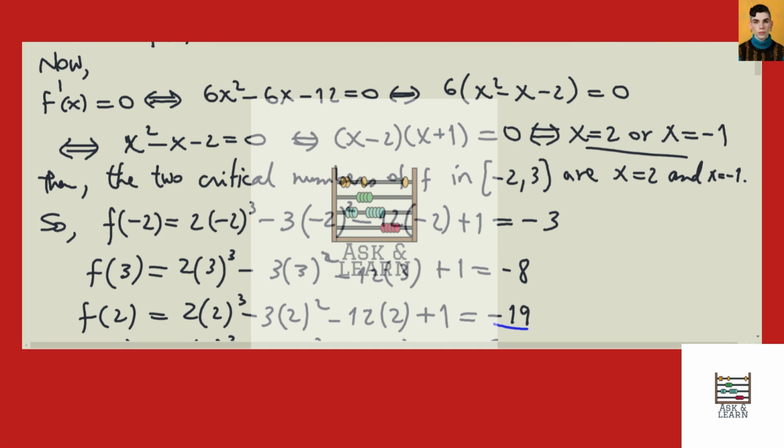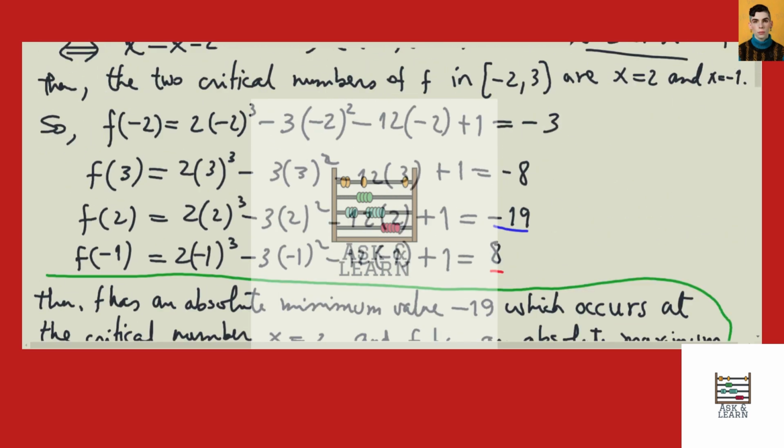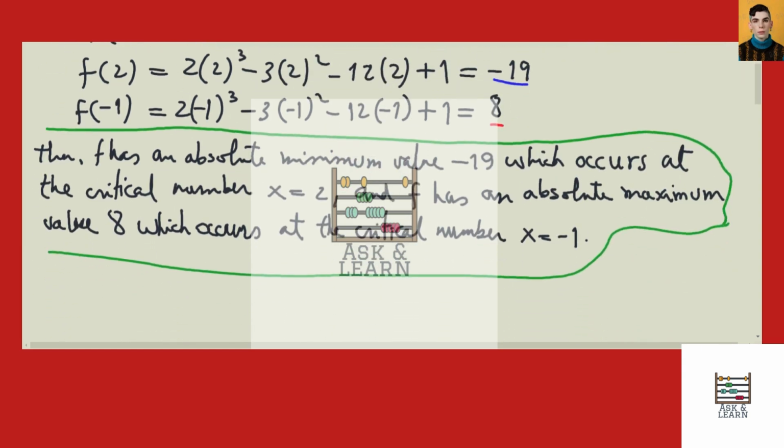So we evaluate the function at the two critical numbers we found and the endpoints, and the largest value of these 4 values is the absolute maximum of the function over the interval, and the smallest of the values is the absolute minimum value of the function on the interval. So this is the final answer to this problem.